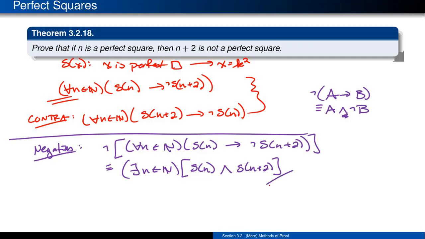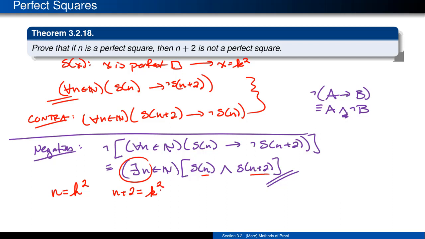I'm going to try to show you that this negation is in fact not true. If I can show that the negation is false, that tells me my original statement is actually true. So I get to assume that two numbers, n and n plus 2, happen to be perfect squares, and that there is at least one such pair. So n is going to look like some, let's say, h squared, and n plus 2 is going to be some other perfect square.